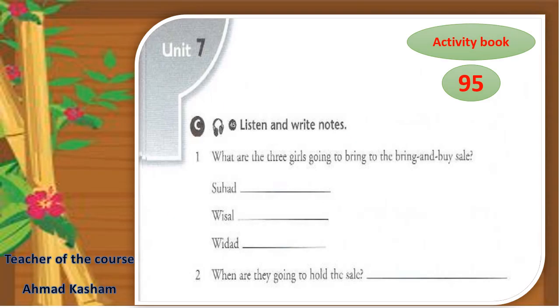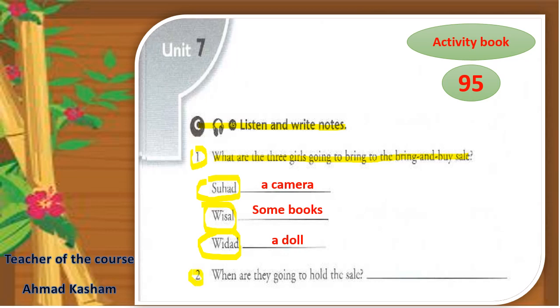My dear students, now we come to answer the questions about the conversation between these girls. Now, number 1. What are the 3 girls going to bring to the bring and buy sale? We have Suhad. She is going to bring what? A camera. Wisal is going to bring some books. What about Widad? She is going to bring a doll. Number 2. When are they going to hold the sale? Hold means يقيم. يقيم المعرض. Hold the sale. So they are going to hold the sale at 4 o'clock on Monday.